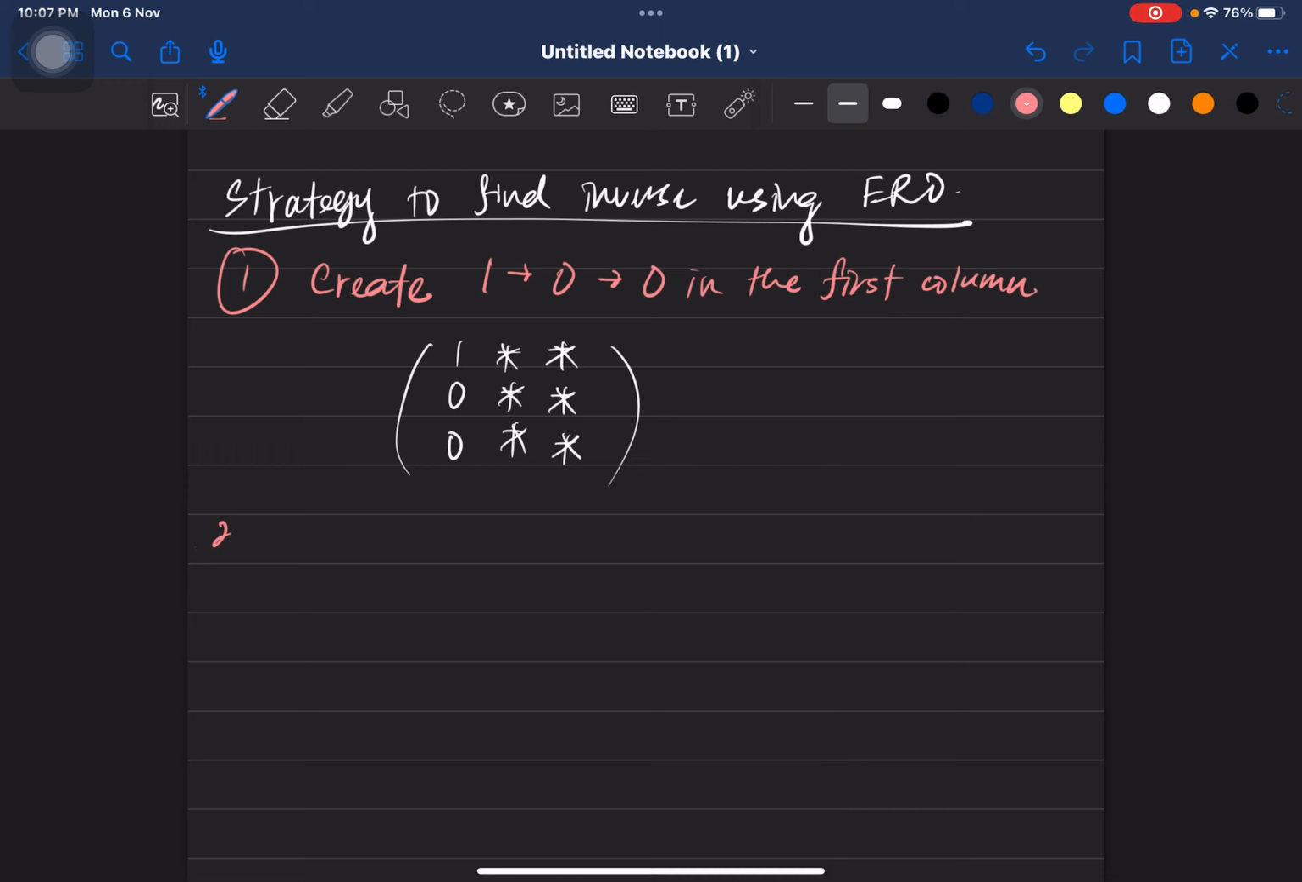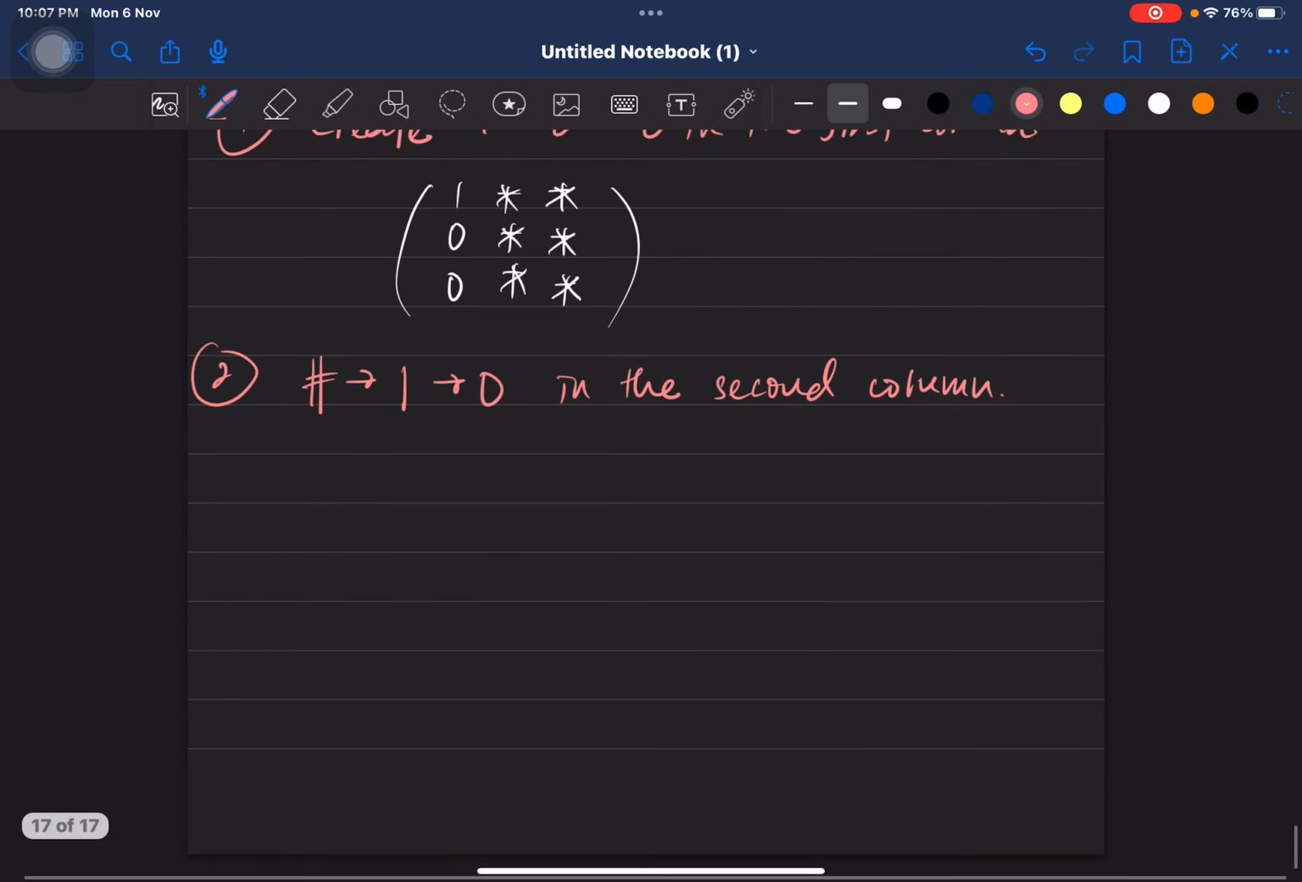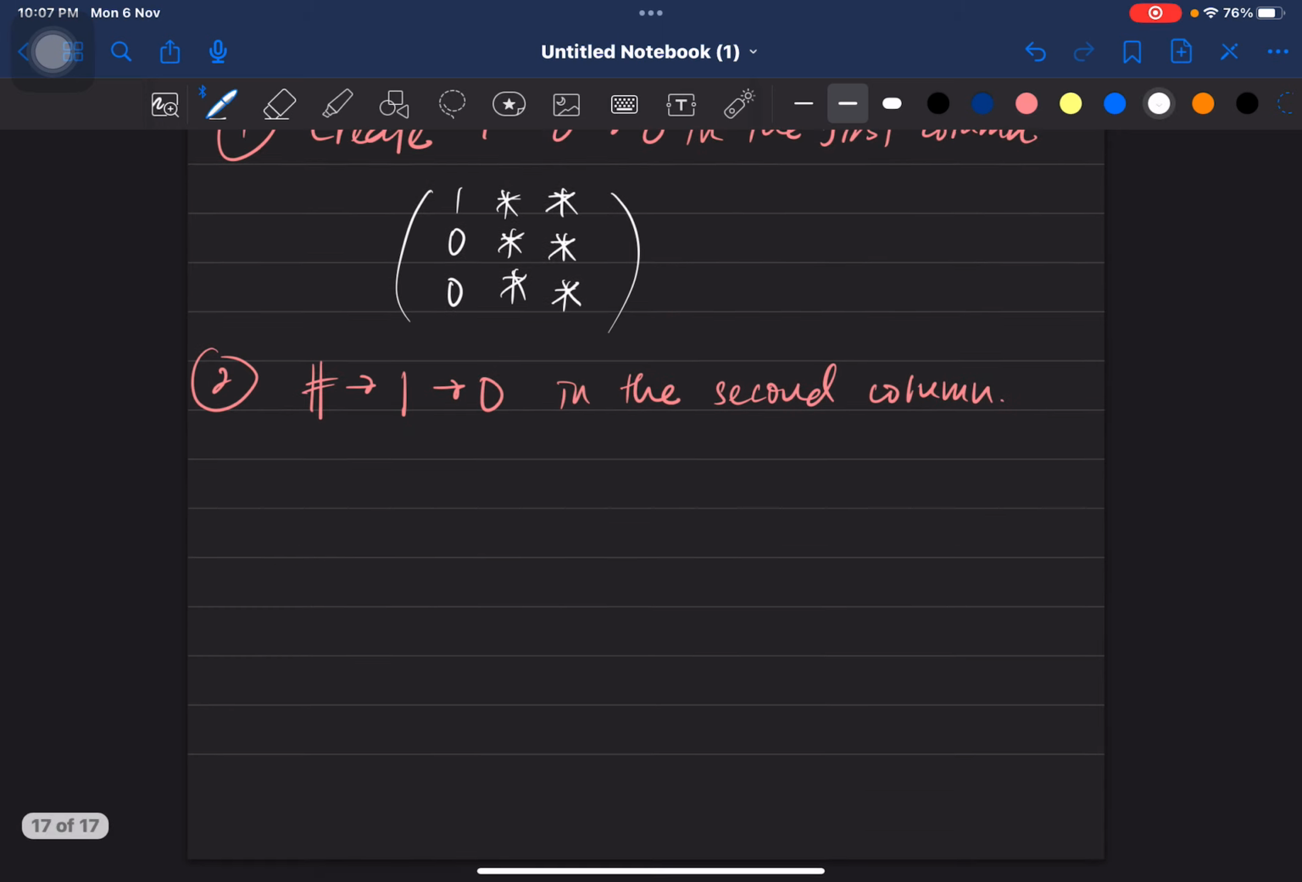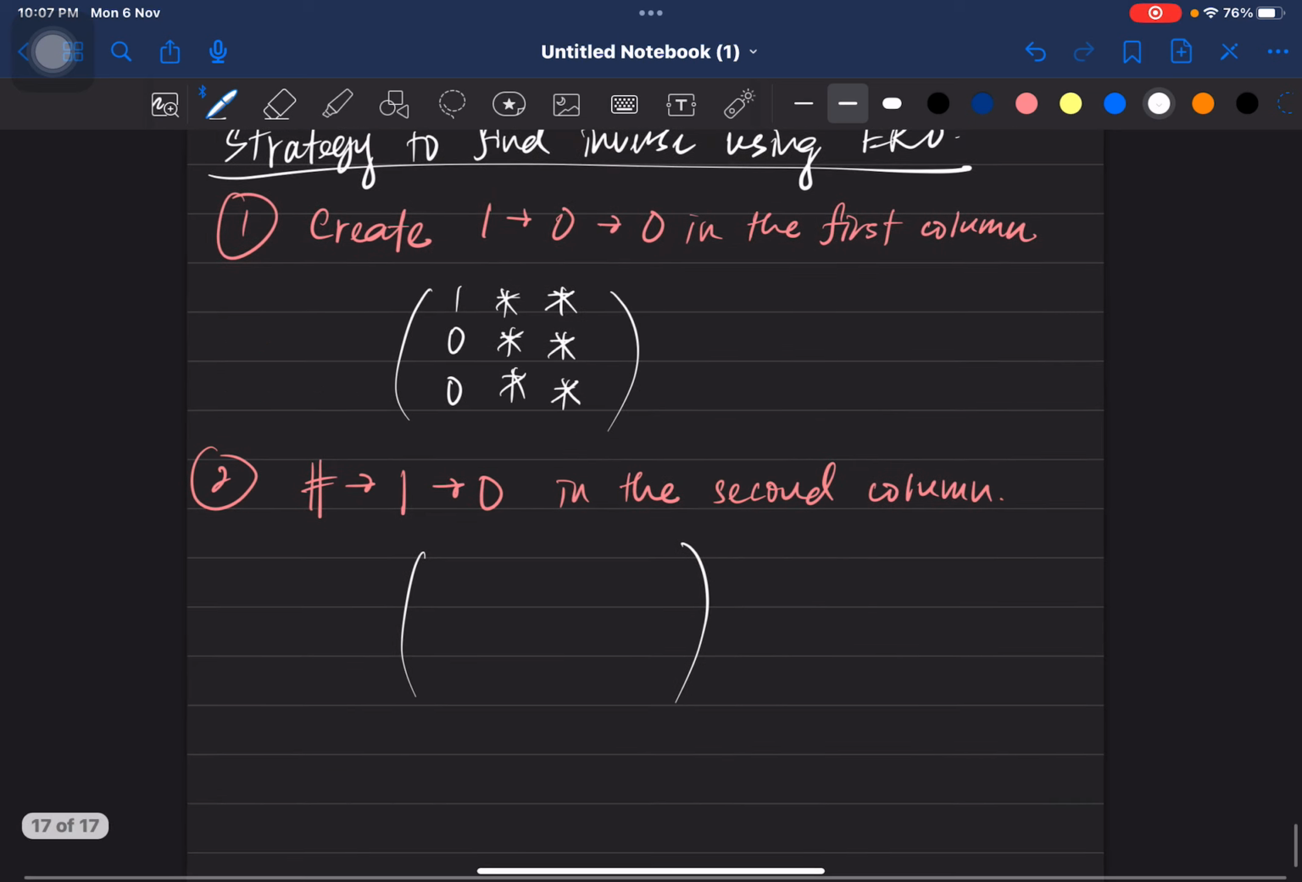The second step is we create a random number and 1 and 0 in the second column. You might be blur, but it's okay. You can copy this down first. Okay, what is this? So you already know we've already created 1 0 0 in the first column, so already 1 0 0 here. It shouldn't change, it still remains as 1 0 0.